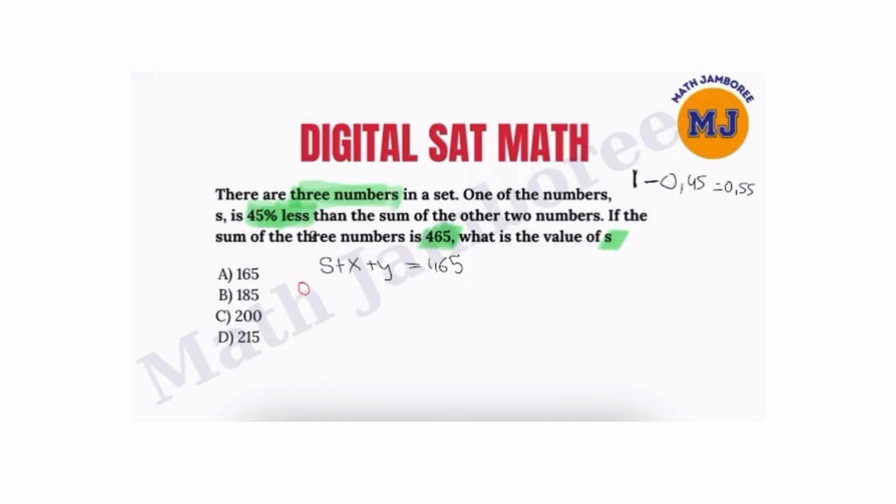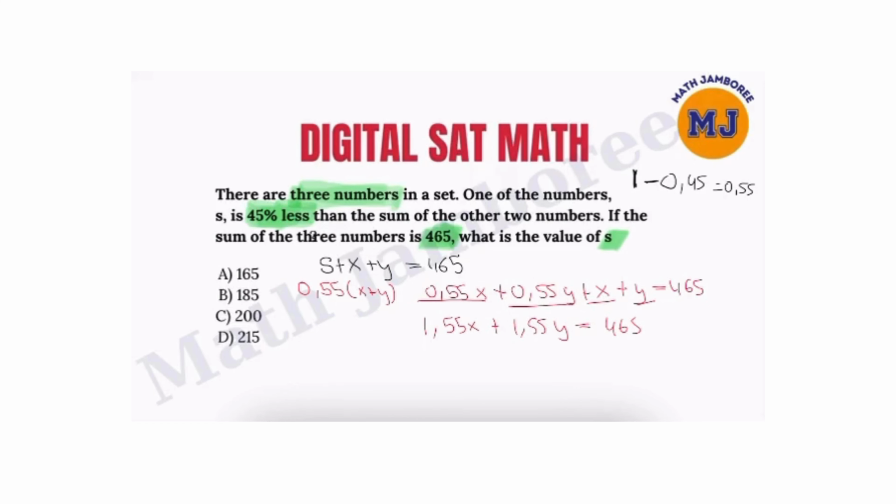We will put up parentheses, X plus Y. And then we have X plus 0.55Y plus X plus Y, right? And that equals 465. And then we will simplify these, which is 1.55x plus 1.55y equals 465.